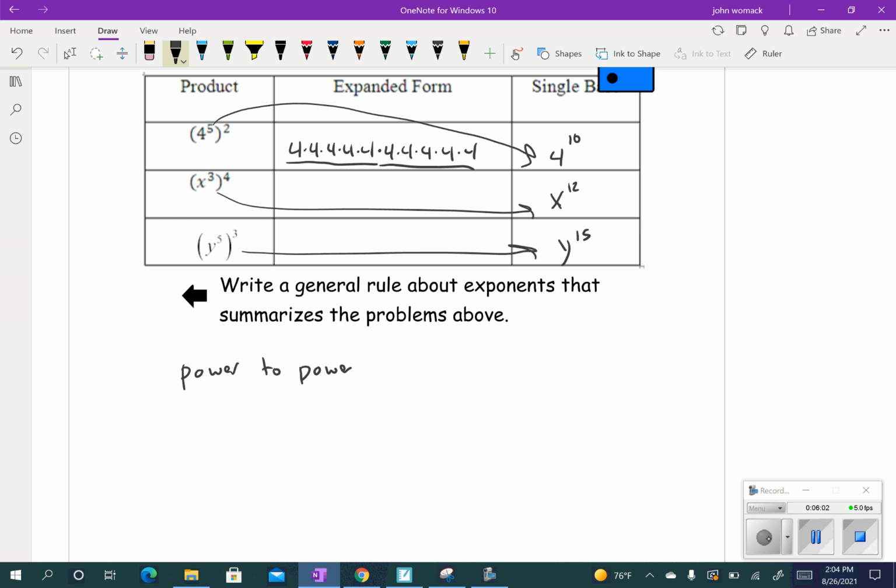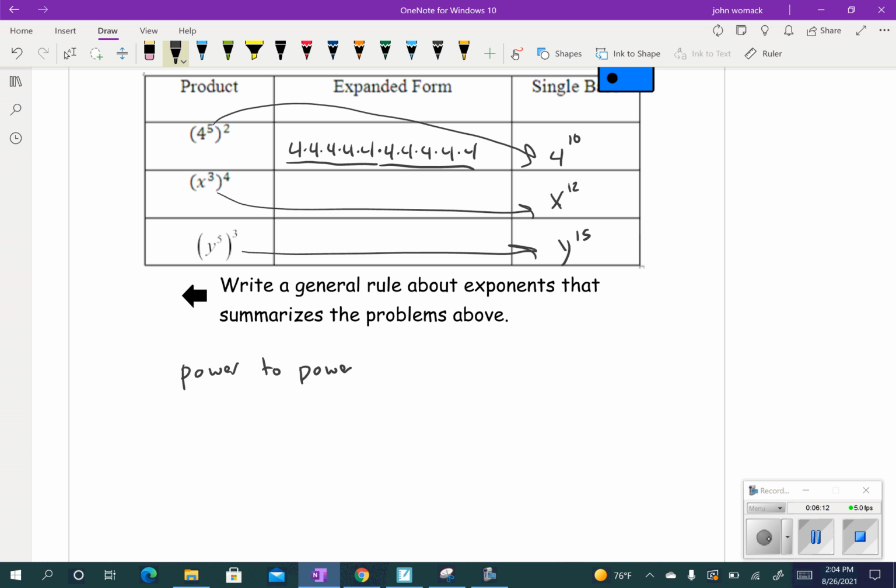Okay, so you're going to pause the video again. You're going to write down this rule. You're going to start out by saying, if I have a base raised to a power to another power, then you're going to finish off that sentence. So go ahead and pause and we'll come back together. So you should have said something like, if I have a power raised to another power, then the base stays the same and I multiply the exponents, right?